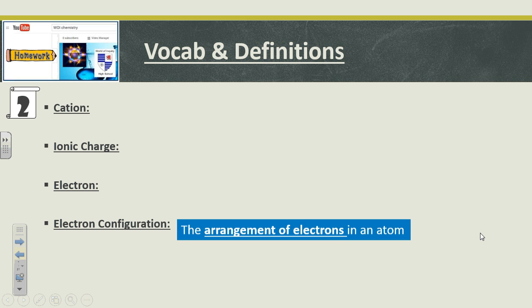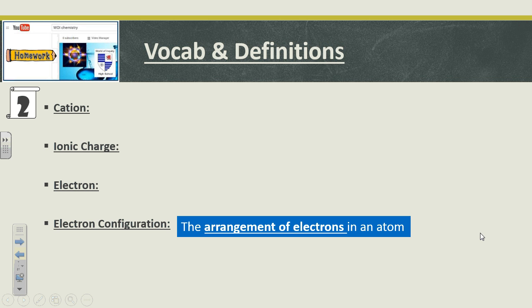Okay, so an electron configuration shows me the arrangement of electrons in an atom. In that picture you saw, it's numeric. We're going to keep track of how many.